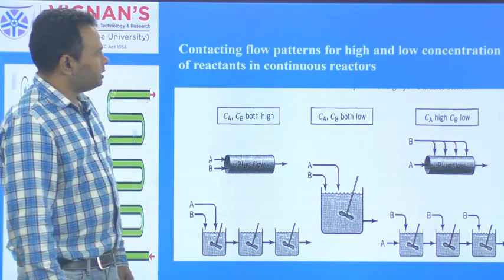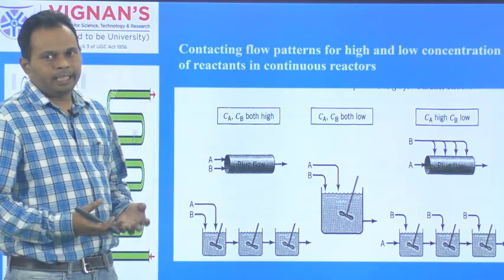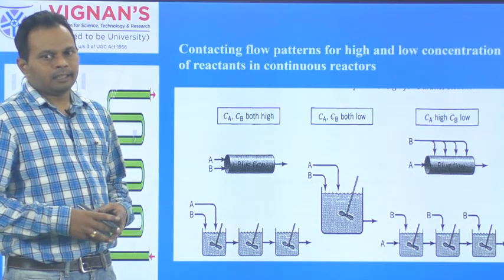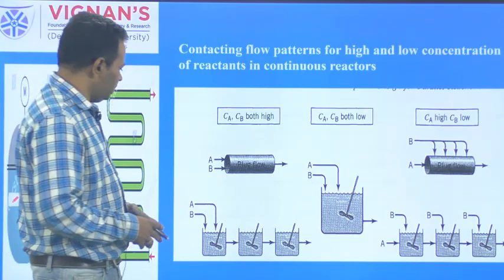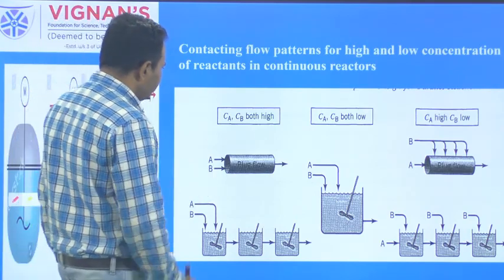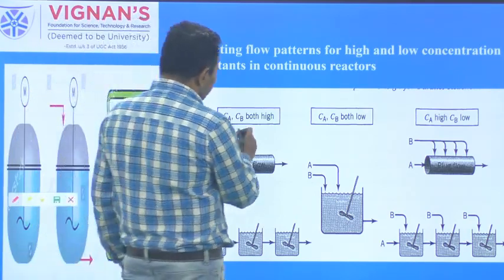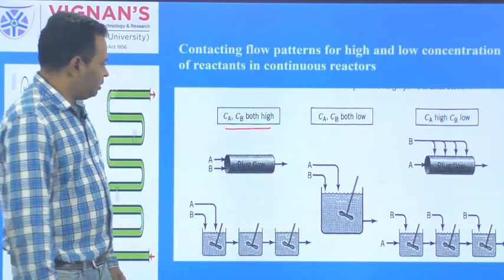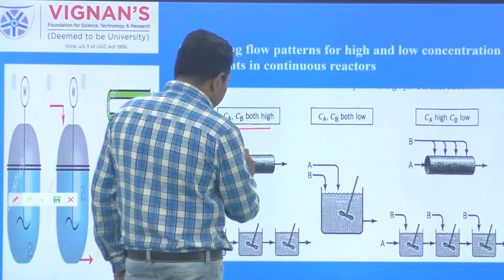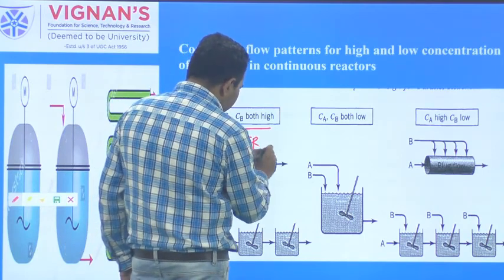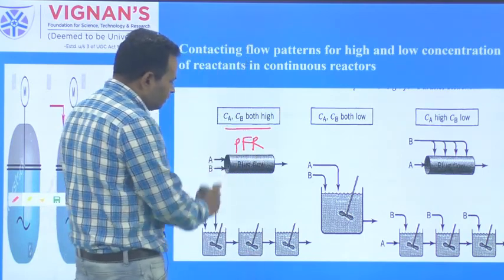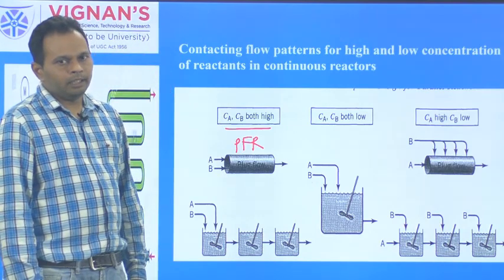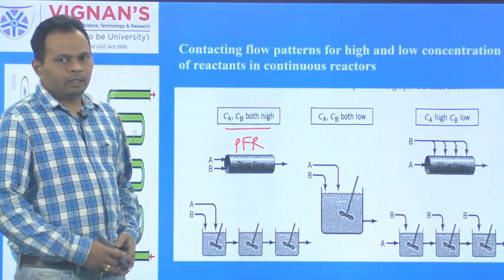So in the plug flow reactor and mixed flow reactor, we want to maintain high Ca and Cb, low Ca and Cb, and one reactant high and the other low. First, to maintain Ca and Cb both high within the continuous reactor, that is the flow reactor, consider the plug flow reactor. This is the PFR. To maintain high Ca and Cb, pass A and B continuously with high flow rate into the PFR.